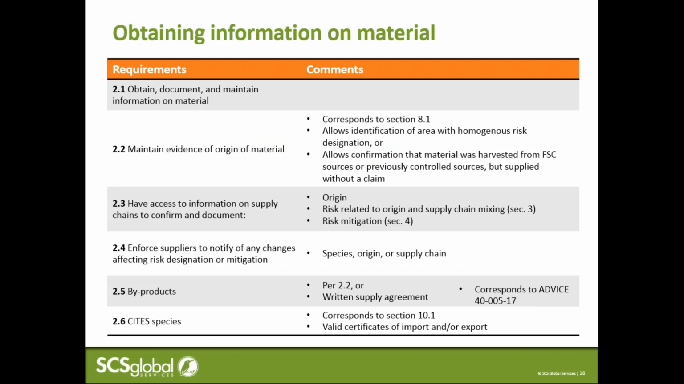The first requirement is to obtain, document, and maintain the relevant information on material. The standard itself provides more detail on exactly what information needs to be captured. However, you will note that the information on the origin of material is required to be maintained such that it allows the certificate holder to identify the area with a homogeneous risk designation. Certificate holders may also source material that was previously certified or controlled but lost its status due to a break in the chain of custody, provided that the origin can still be demonstrated to the last certified or controlled status.